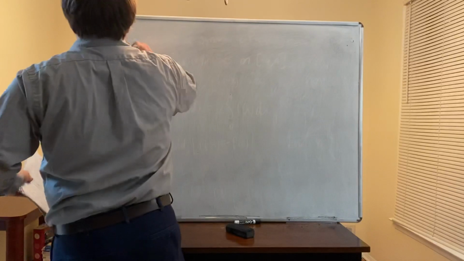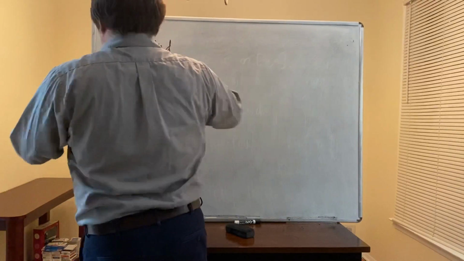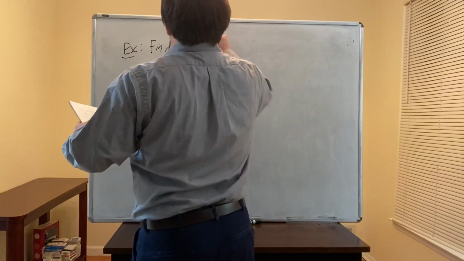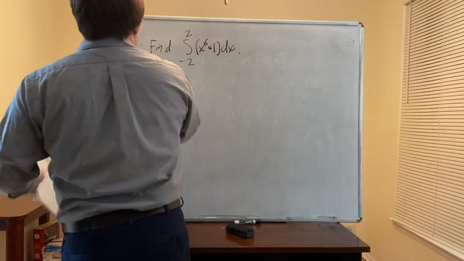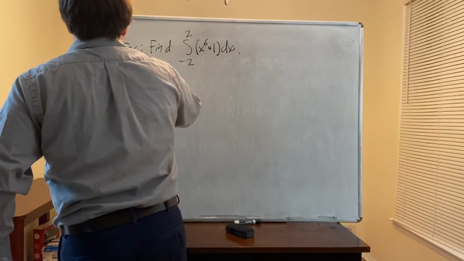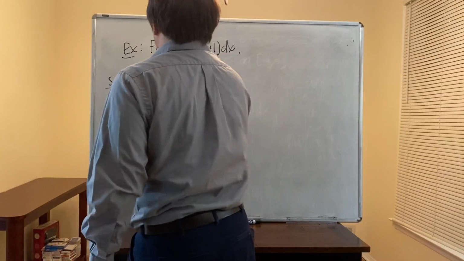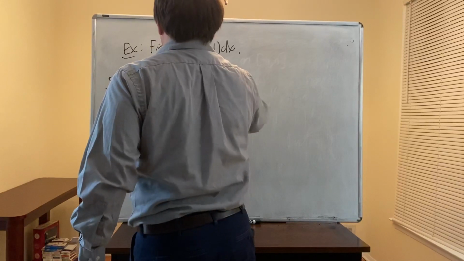So, example. Find the integral from negative 2 to 2 of x to the 6th plus 1 dx. Solution. Okay, so the integral from negative 2 to 2 of x to the 6th plus 1 dx.